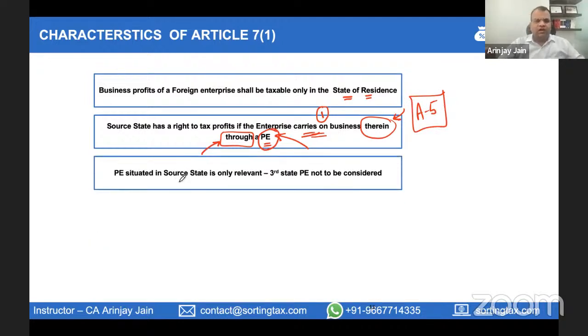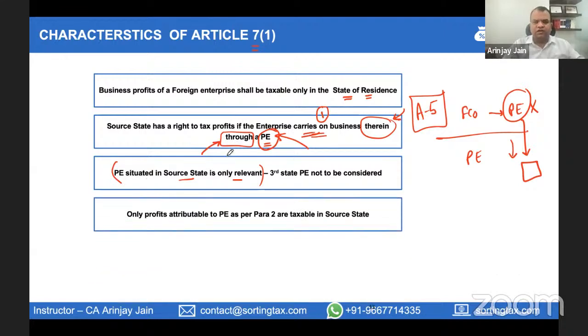PE situated in the source state is only relevant. So what this means is, if a foreign company has a PE in a third state and a PE in the source state, and this PE carries on some business in the source state, then the profits of this PE will not be taxed under this particular clause. It may be that even this PE may have certain taxability under another article, but what is relevant for Article 7.1 is the profit derived by the PE which is situated in the source state.